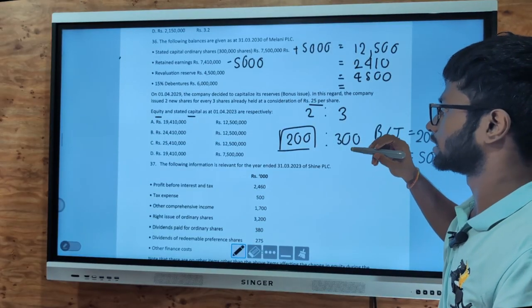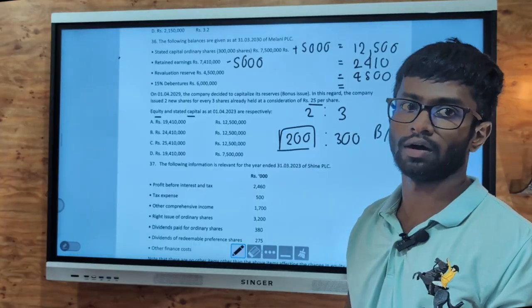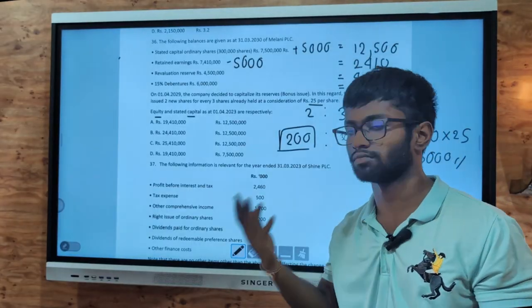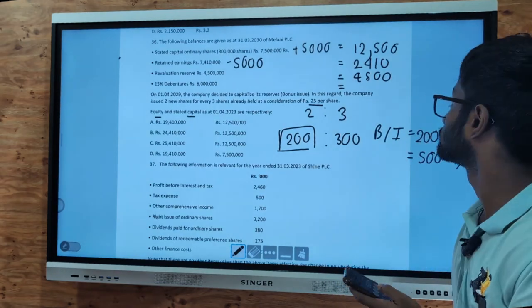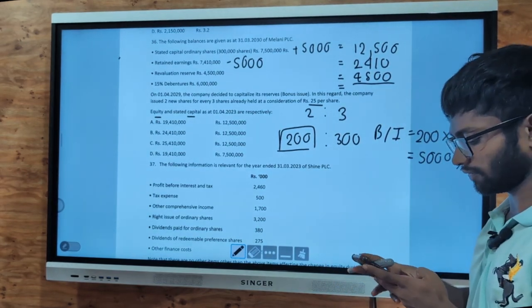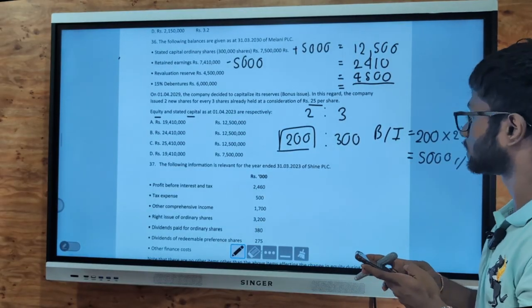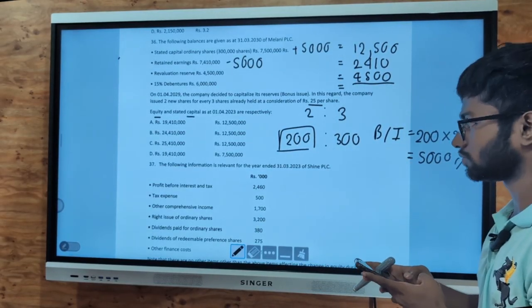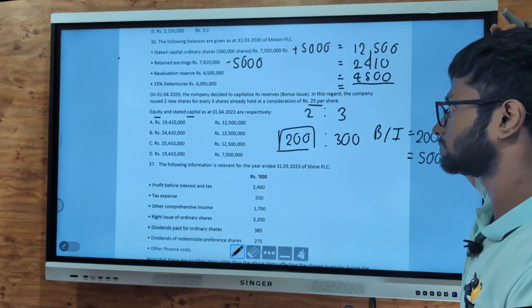Yeah, that is your equity, right? You don't take debentures because why? That is not coming under equity. That comes under non-current liabilities. So add everything and see, you can get your equity. 12,500 plus 2,410 plus 4,800. You get 19,710.